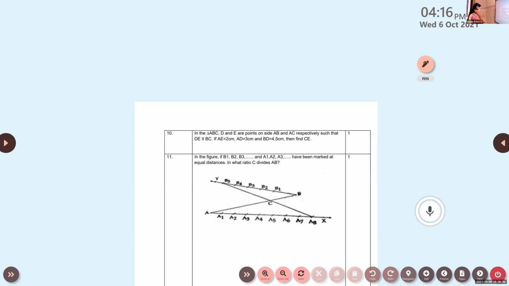Meghna, read the question. 10th one. Yes, 10th one. In the triangle ABC, D and E are points on the side AB and AC respectively, such that DE is parallel to BC. If AE equal to 2 centimeter, AD is equal to 3 centimeter, and BD is equal to 4.5 centimeter. Find CE. Okay. How many of you have solved this one? Is it okay?